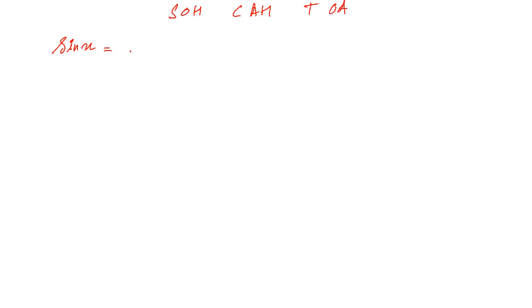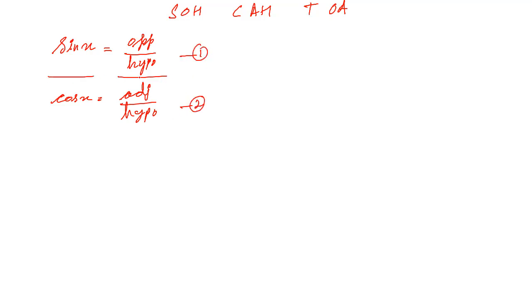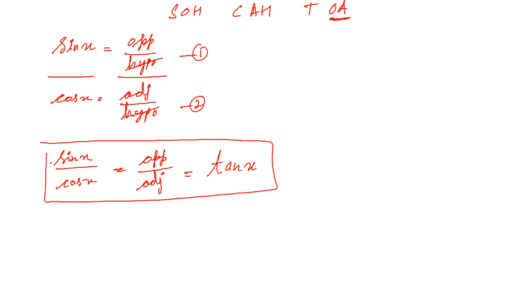So let's write down the definitions. Sine is opposite divided by hypotenuse. Cos is adjacent divided by hypotenuse. If I divide these two equations, equation 1 and equation 2, the hypotenuse will get cancelled. So simply I will get sin x divided by cos x equal to opposite divided by adjacent. And opposite divided by adjacent is nothing but tan of x, right? So sin x divided by cos x is always equal to tan of x.